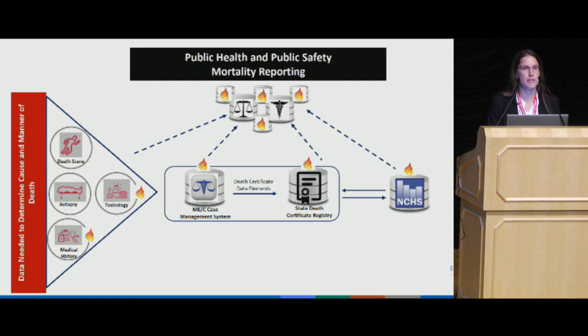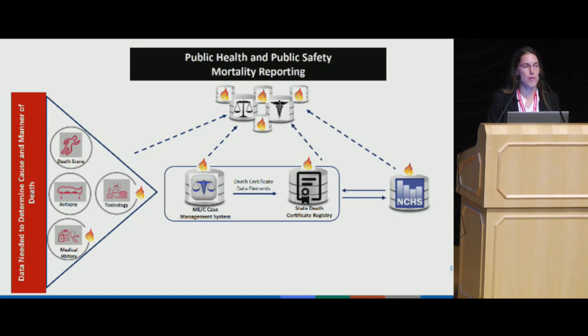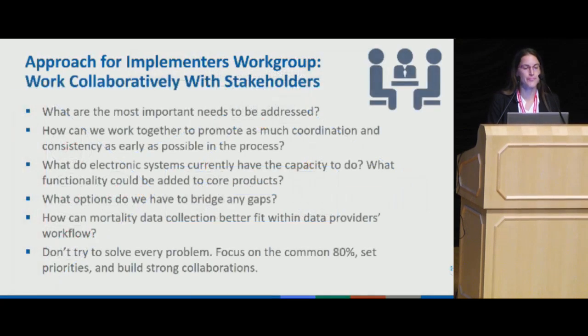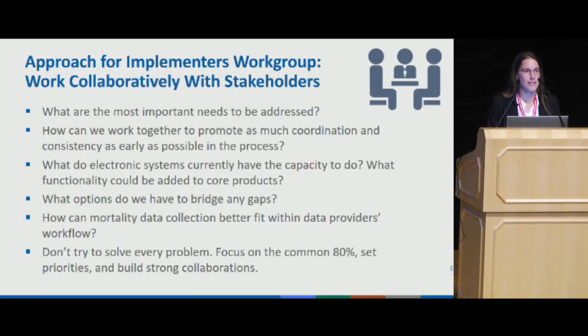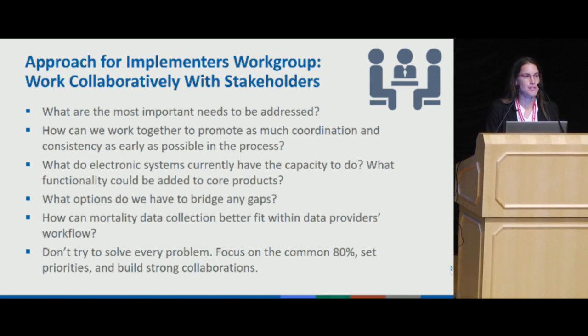So as part of this implementers community that I mentioned earlier and which Steve is part of, we have these 6 states that are identifying their priorities of which pieces of this information flow they want to focus on first and how we can use FHIR to better enable more coordinated and consistent ways of reporting this information, not only to the National Center for Health Statistics, but to our public health and public safety partners. These are the basic questions and the way we're approaching this as a community.